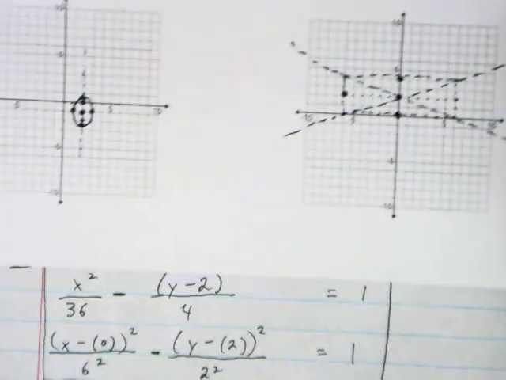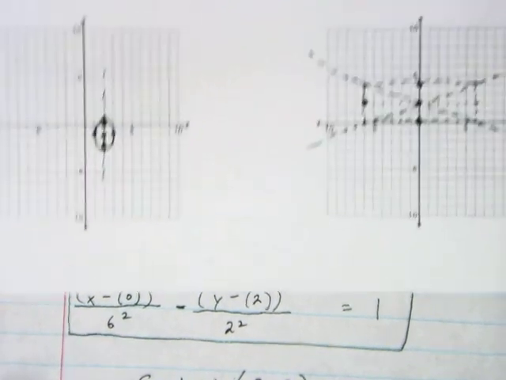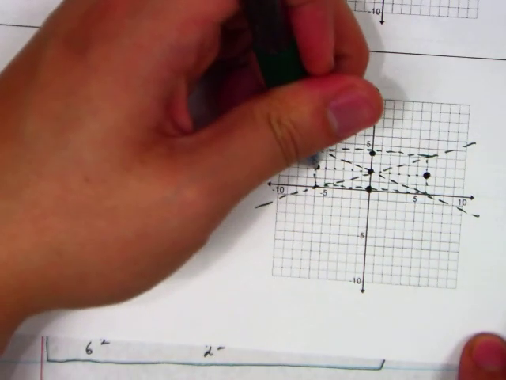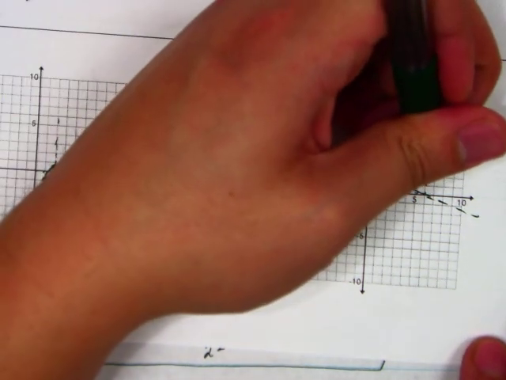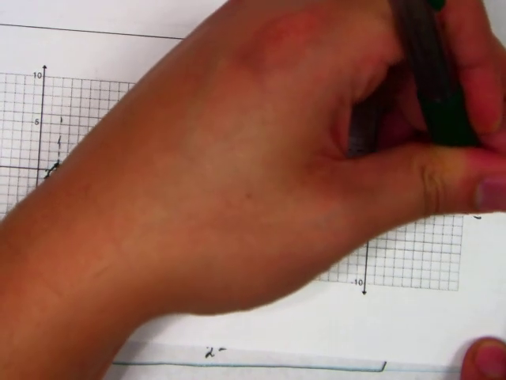Okay, and the last thing I know is that the x value is positive, so I'm going to use these vertices as my hyperbola.